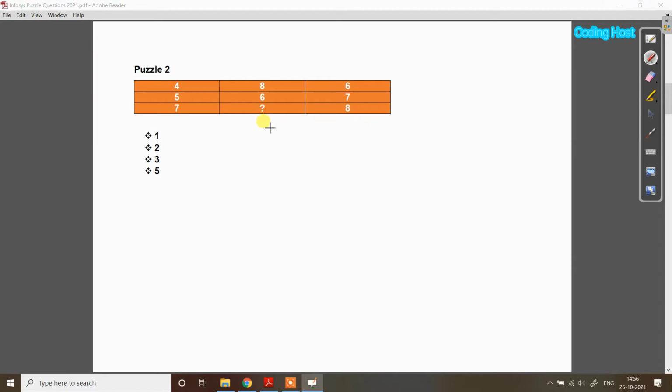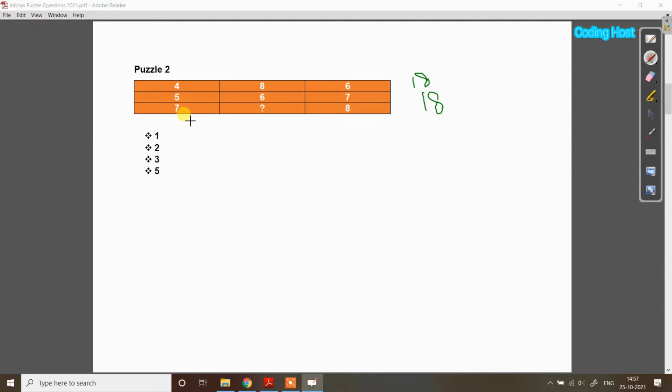Here we also have to find the missing number. So let's try the same logic. We will add the numbers of these rows. So 4 plus 8 is 12, 12 plus 6 is 18. So it is equal to 18. Now in the second row, 5 plus 6 is 11, 11 plus 7 is 18. So it is also 18. So this is our right logic.